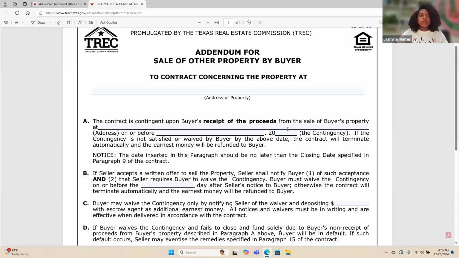It's the sale of other property by the buyer. I need to sell my other property and then I can go ahead and buy your property. But I cannot buy your property if I don't sell my property. So by a certain date, if it has not sold, I have the right to terminate. Okay.